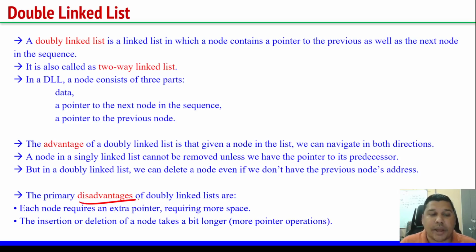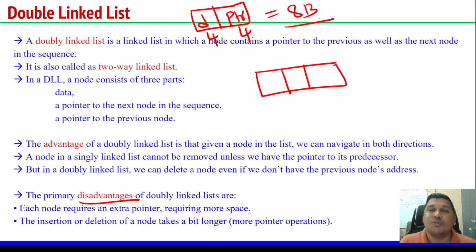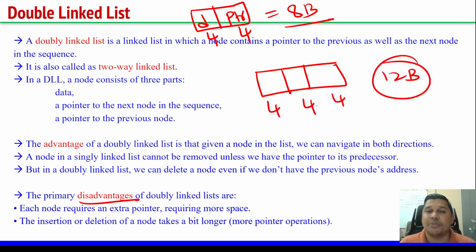But there is one drawback also in a double linked list. What is the drawback? Unnecessarily I am creating an extra pointer. You see, in a single linked list, what was the size? This is the data part, this is the pointer part. So, this requires 4 bytes, this requires 4 bytes. Total with 8 bytes we completed the memory allocation, but here I need 4, 4, 4, total 12 bytes. So, unnecessarily we are storing this extra 4 bytes of space.